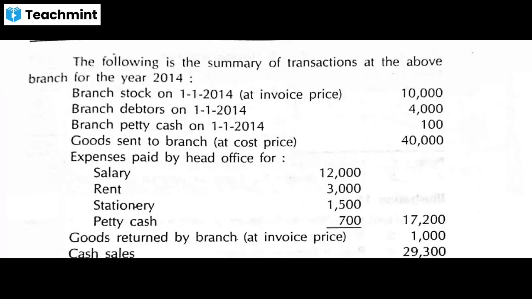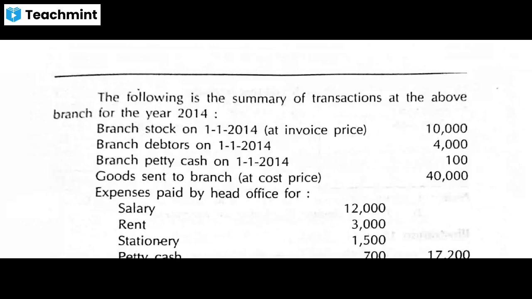And the following is the summary of transactions at the above branches for the year 2014. Branch stock on 1/1/2014 at invoice prices 10,000. So they have provided the invoice prices directly, that is opening stock 10,000. Branch debtors on 1/1/2014 4,000, that is opening debtors. This will be taken in the debtor account, and also in the branch account. Branch petty cash on 1/1/2014 100. So petty cash is also provided here.